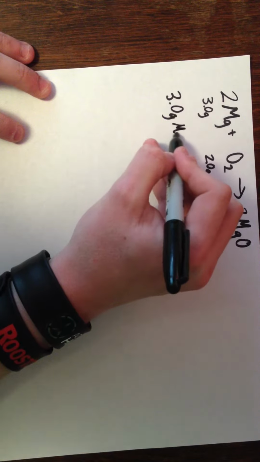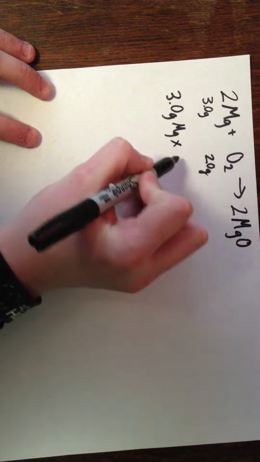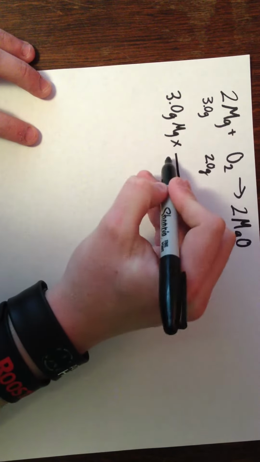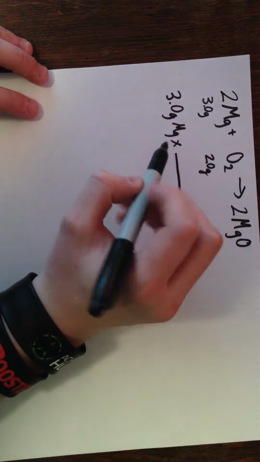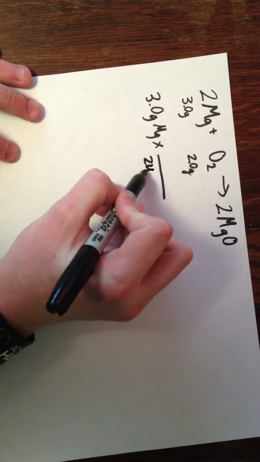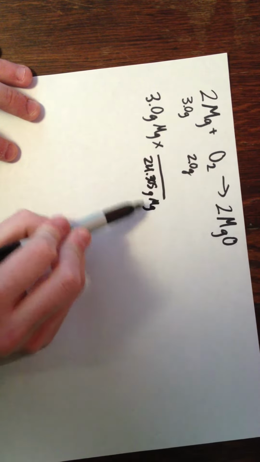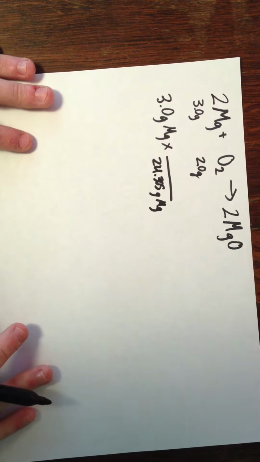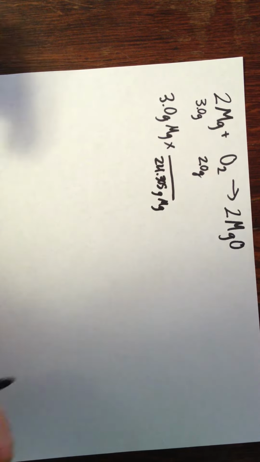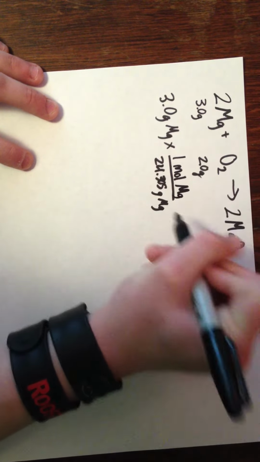So we start off with 3 grams of magnesium. It's like the previous stoichiometry. We find out how many grams each mole of magnesium weighs. And if we look on here, 24.305. So we put 24.305 grams of magnesium, and you don't have to label it with the magnesium, but it makes it easier, and it's an easy way to show exactly what I'm doing. And that's over 1 mole of magnesium.